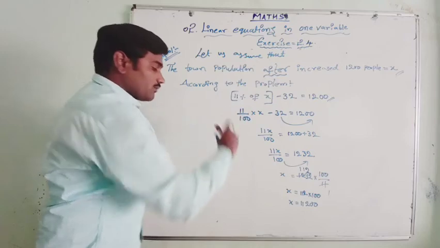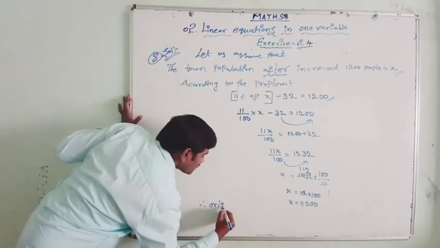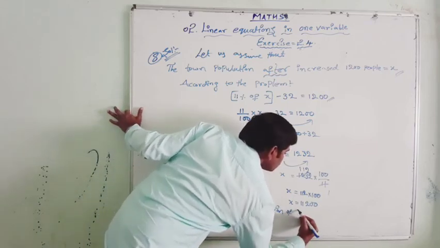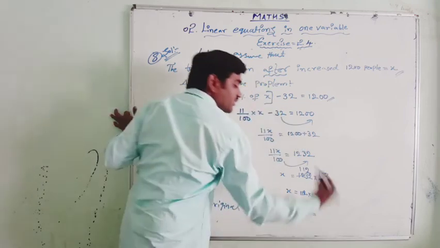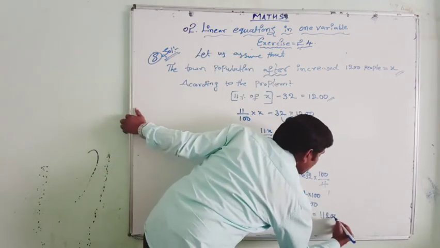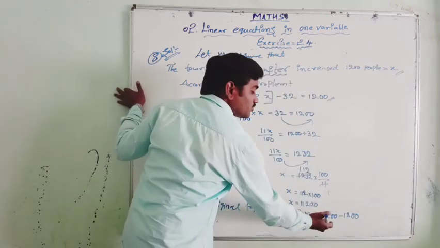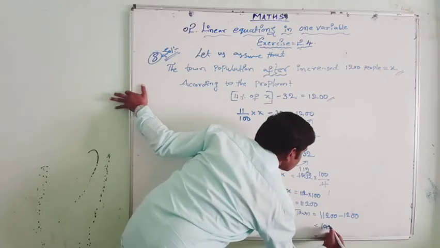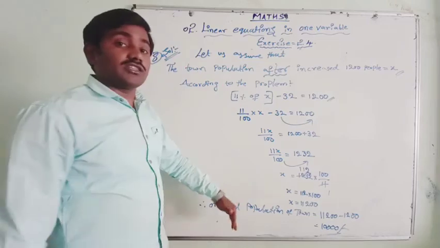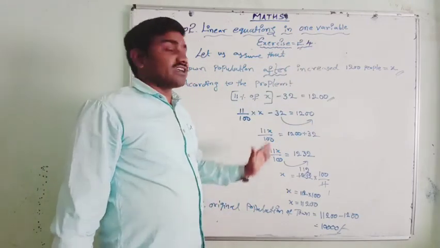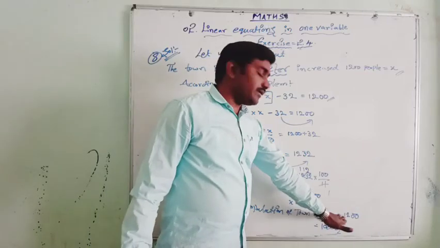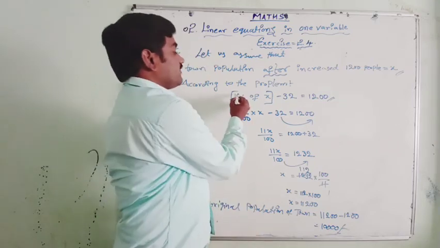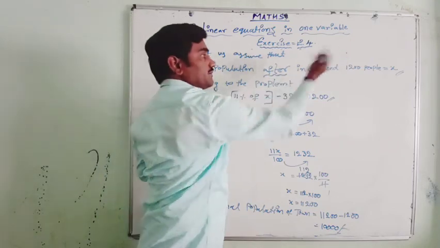So x is the town population after increasing by 1200 people. The original population of the town before increasing by 1200 means we subtract 1200 from this. From 11,200 you decrease 1200 people and you get the original population, 10,000. After increasing by 1200 people, it is 11,200.